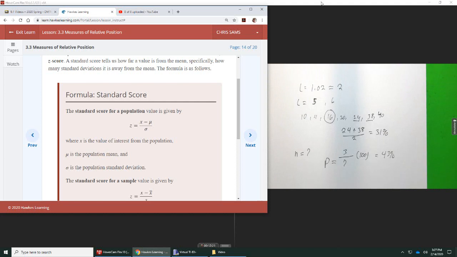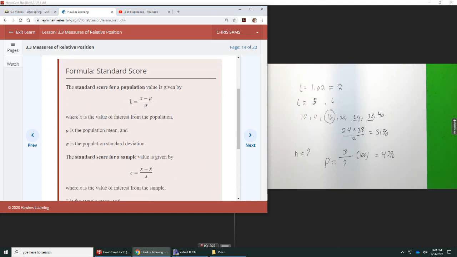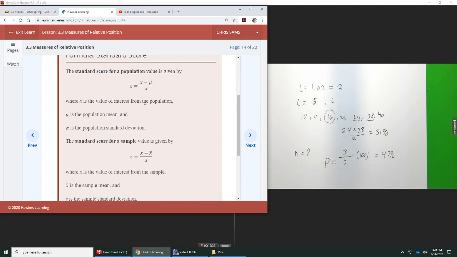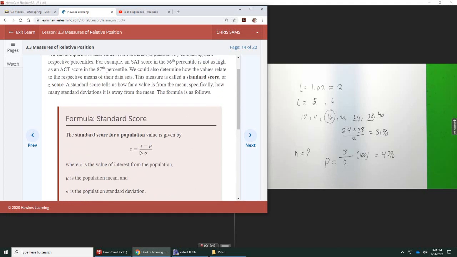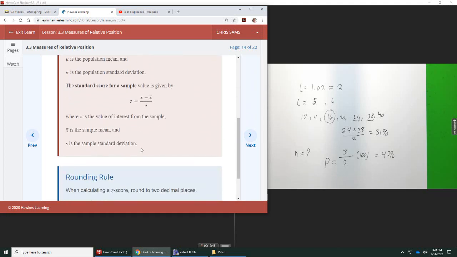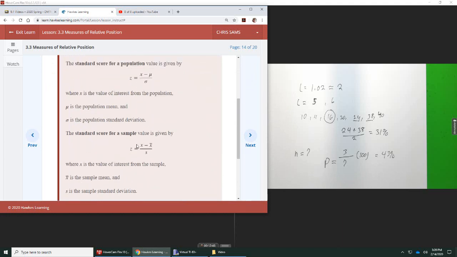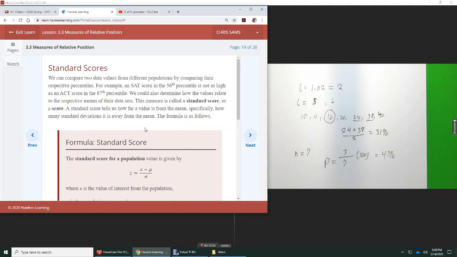So here's the formula for z-score. X, so some data value, minus the mean, divided by standard deviation. This is for population. And you have one for samples. Same calculation, a data value minus the mean, which is sample mean, divided by standard deviation. Z-score tells you how many standard deviations you are above the mean. Okay, so approximately.